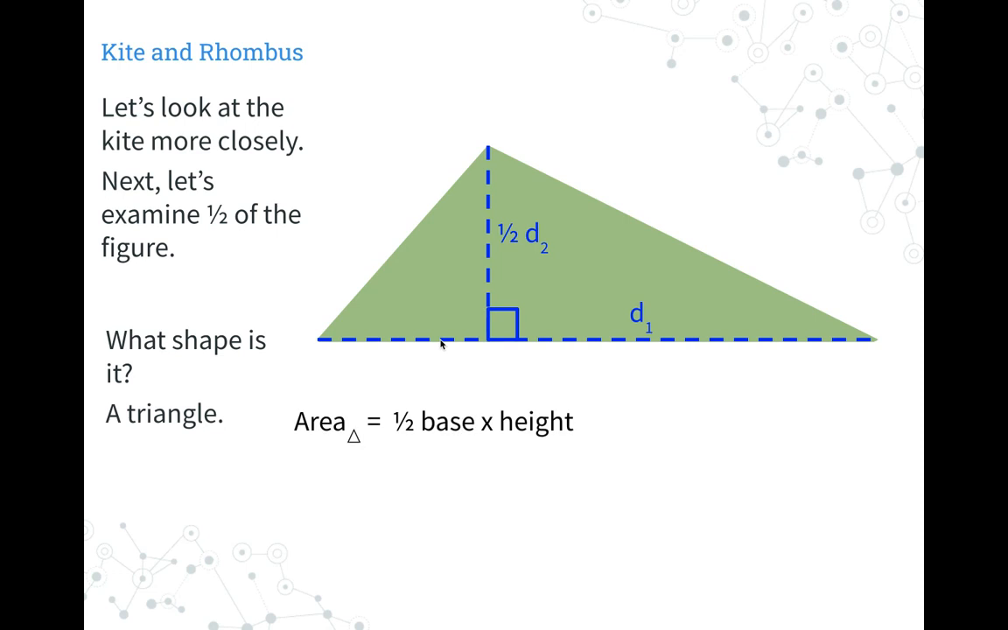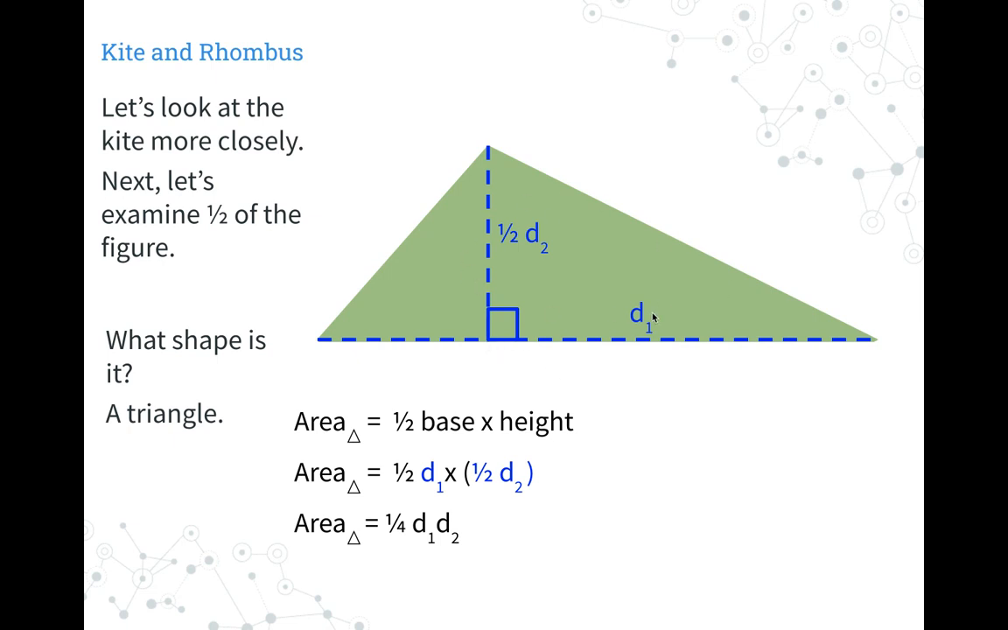So how do we get the area of a triangle? Well, the area of a triangle is just 1/2 the base times the height. Base is D1 and height is 1/2 D2. So let's go ahead and just substitute those values in. And then when you multiply 1/2 D1 times 1/2 D2, you simply get 1/4 D1 D2. Okay, so that is the area of this triangle.